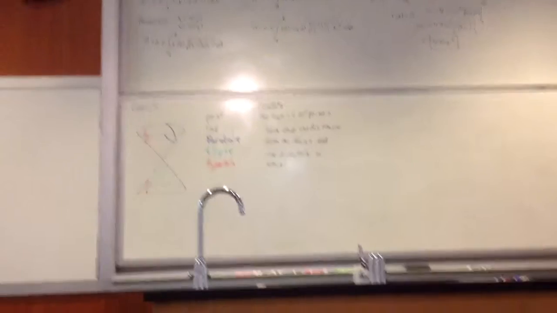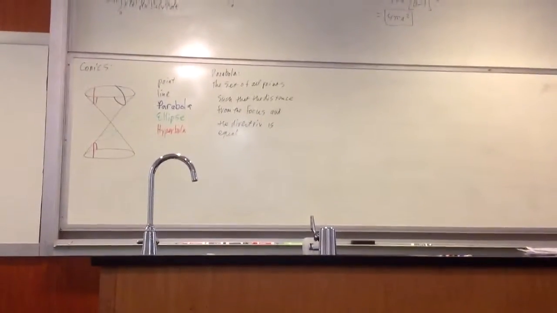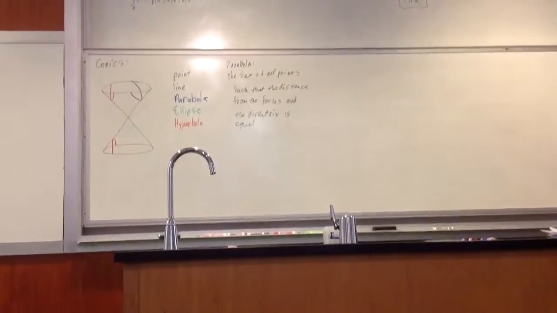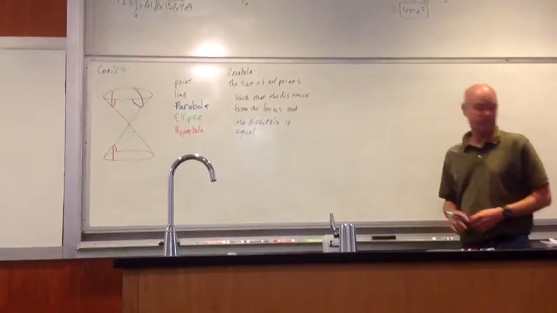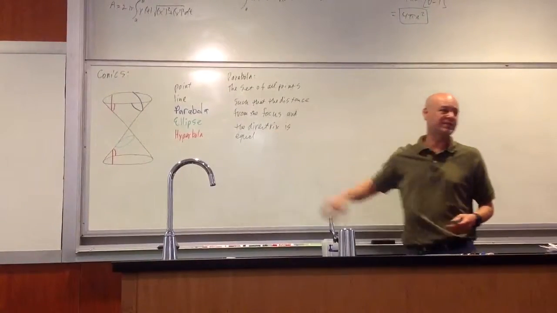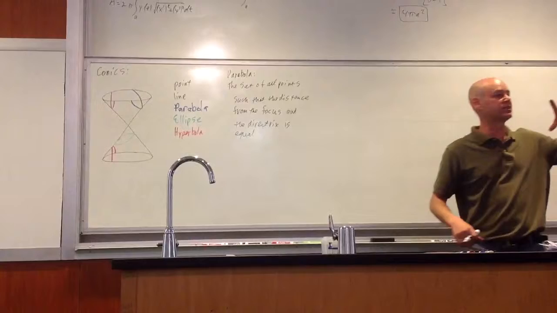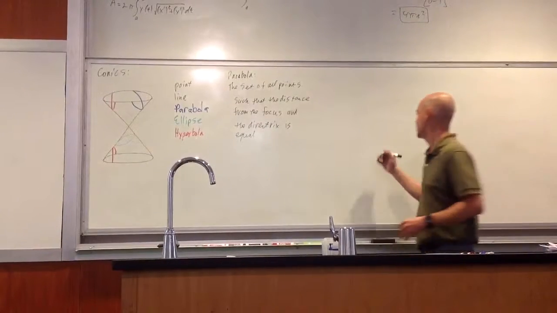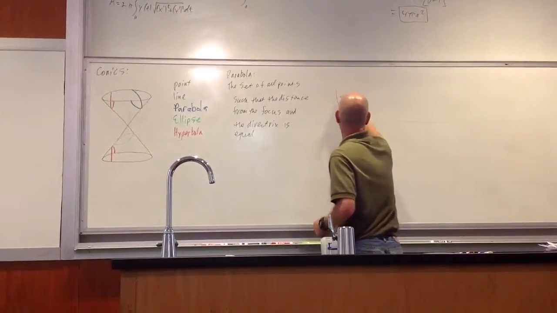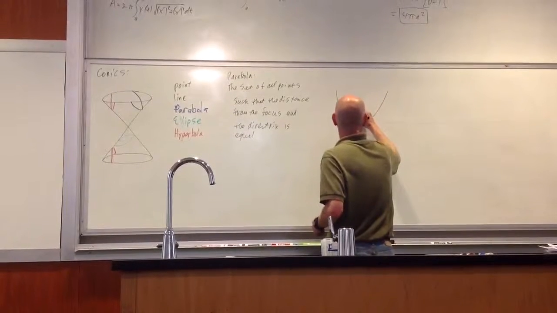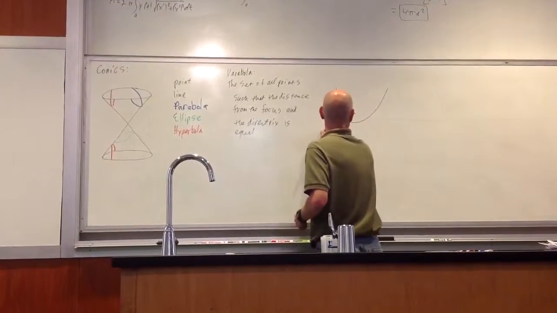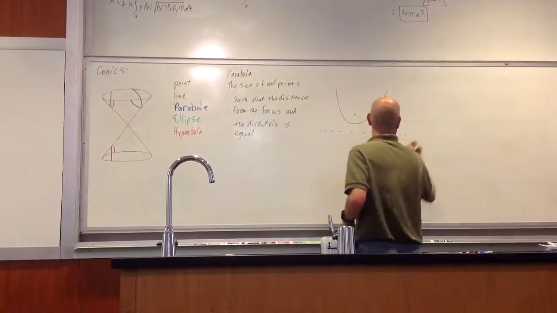If you want a complete sentence, just put a parabola is. There you have it. Now, what does this mean to us? So, the directrix is a line. Now, it's not a line that's a part of the graph. Let's draw a parabola. We have a focus. This is the directrix.